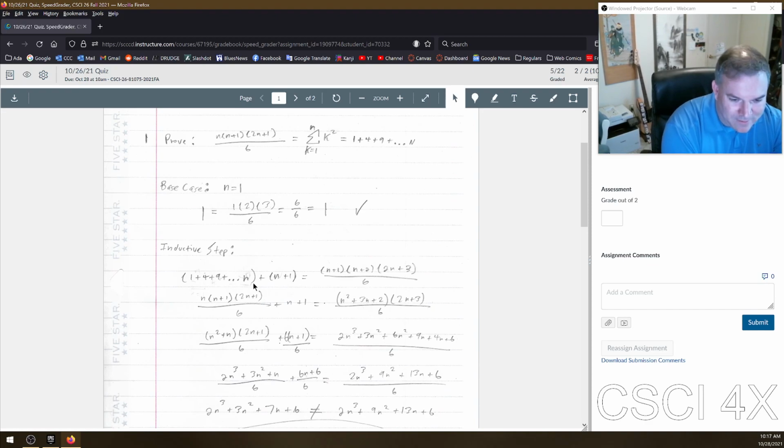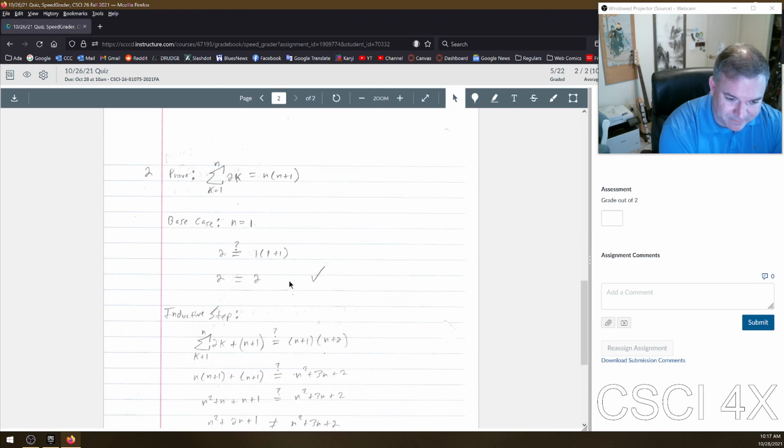So that needed to have a squared there. And that's the problem, because it's the sum of all squares, right? And so the next one in the series is n plus 1 squared. So that's the problem there.